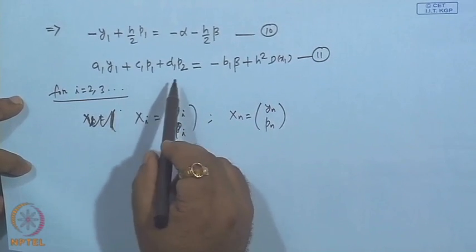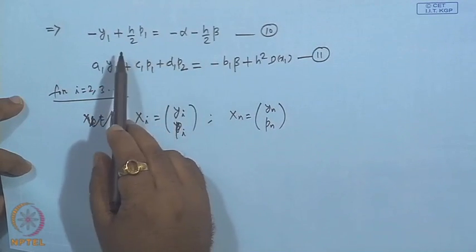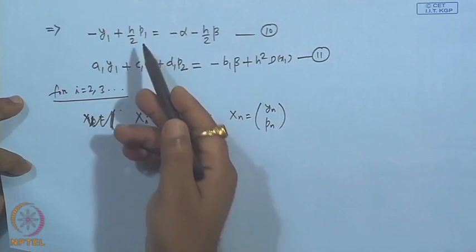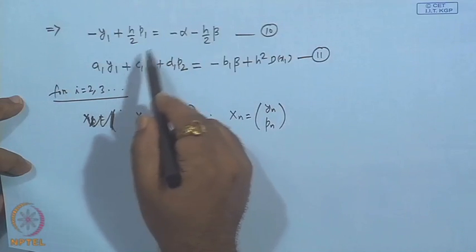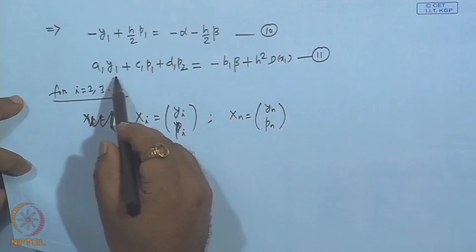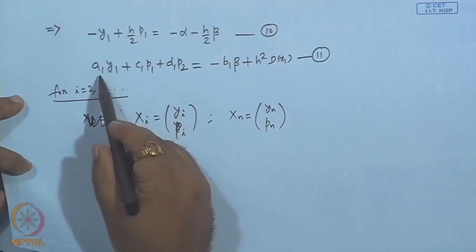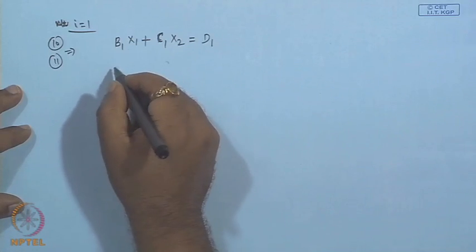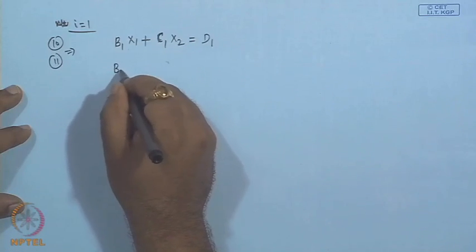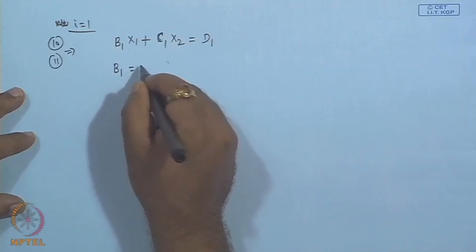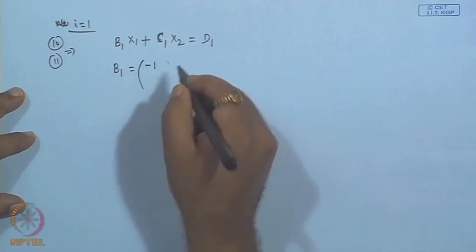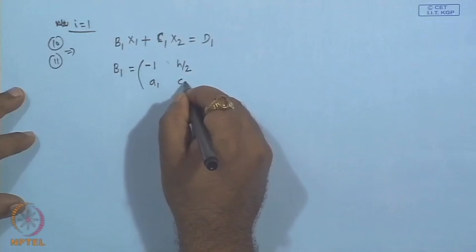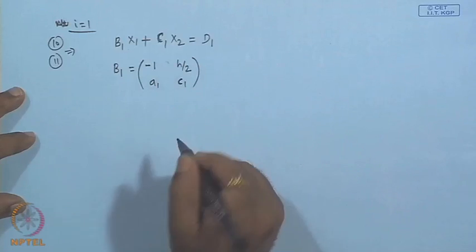How? Look at that. Here we have y 1 p 1, which is nothing but exactly our vector x 1. Okay. So, from here y 1 p 1 is a 1 c 1. So, our matrix B is more or less structured. So, B 1, B 1 is minus 1, h by 2 a 1 c 1. This is a small c coefficient. Okay.